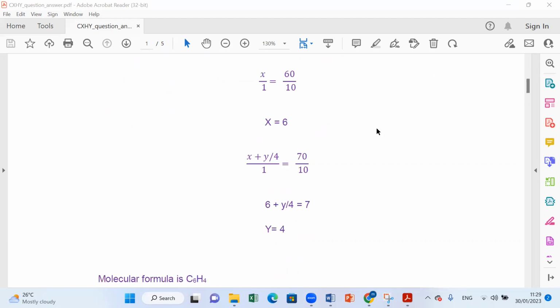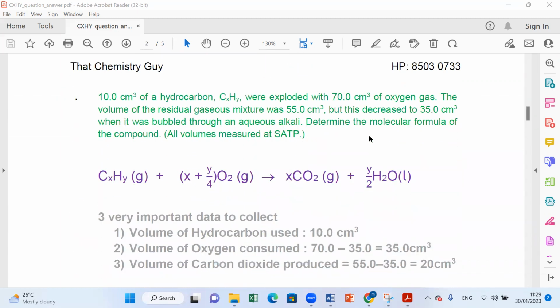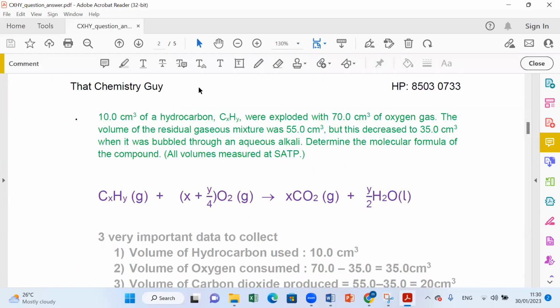Let's look at the second question, which is slightly harder. More information, typically an A-level question. Good standard. No matter how difficult this question is, again, you need to balance this chemical equation. It's the same equation that we have already balanced. It's CxHy. And like what I keep telling you, there are 3 very important data to collect from this question.